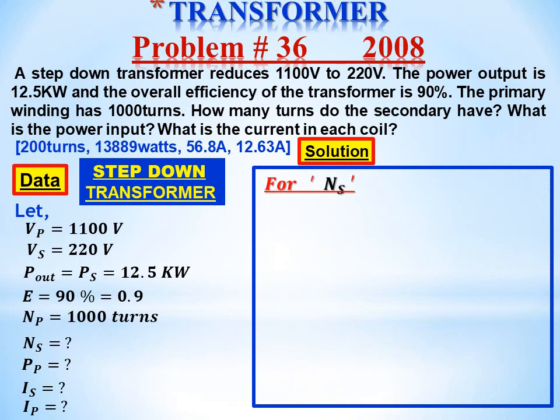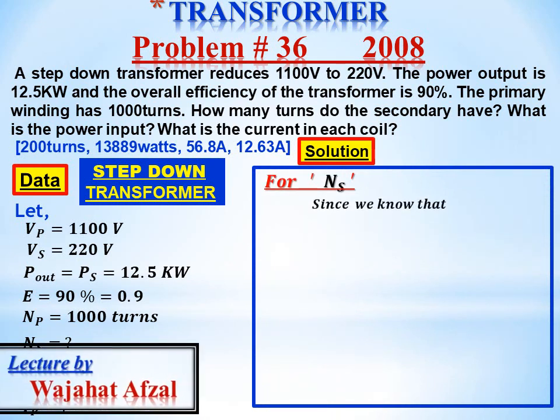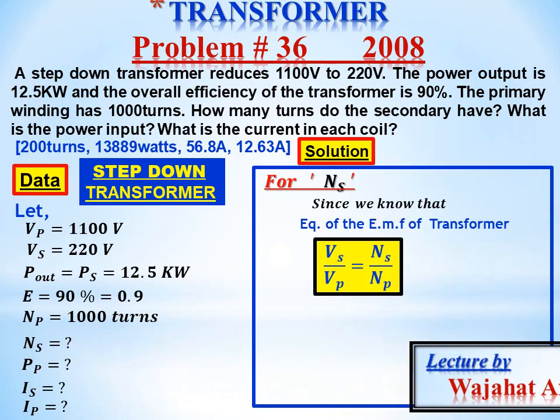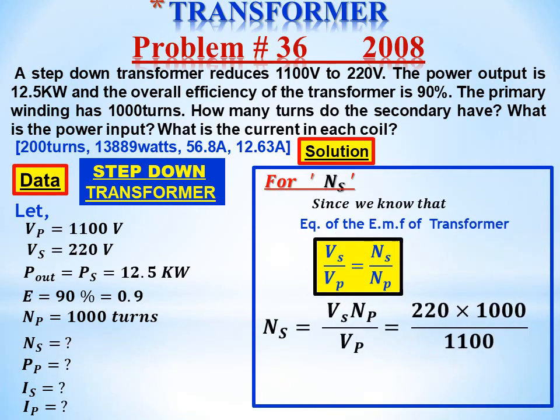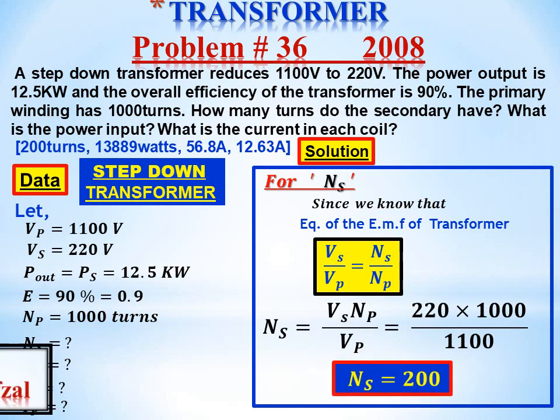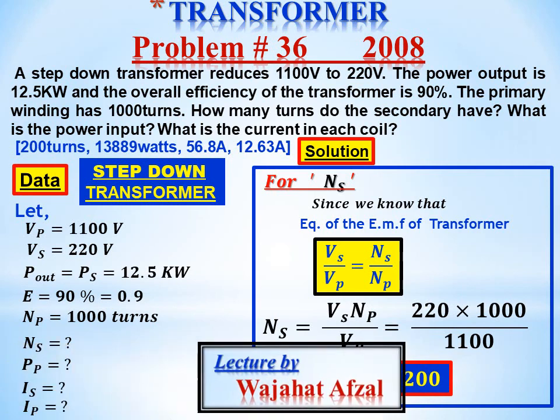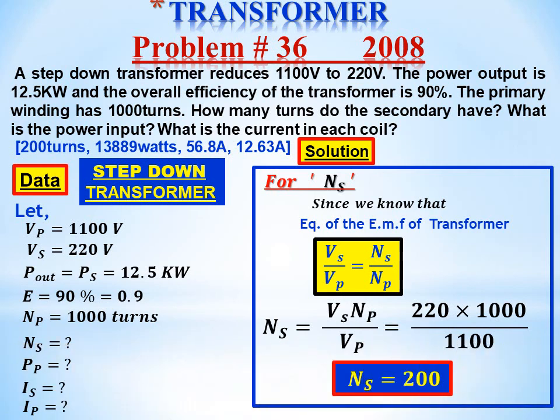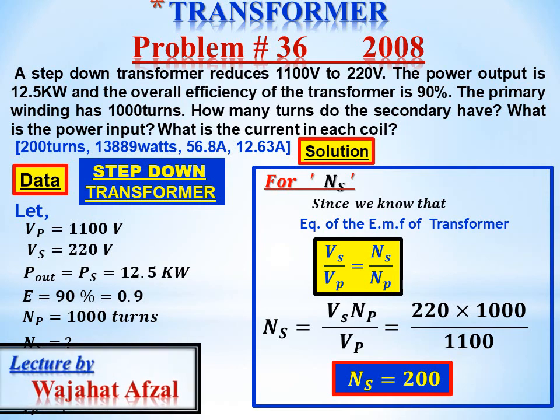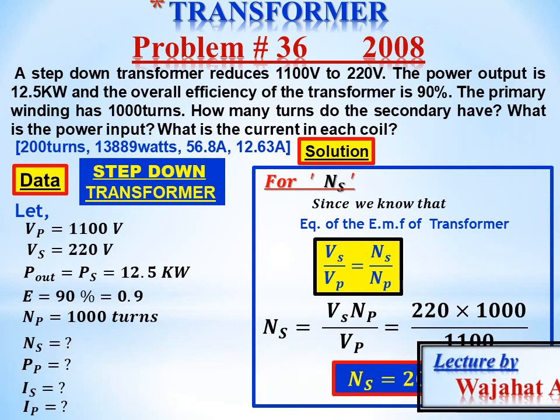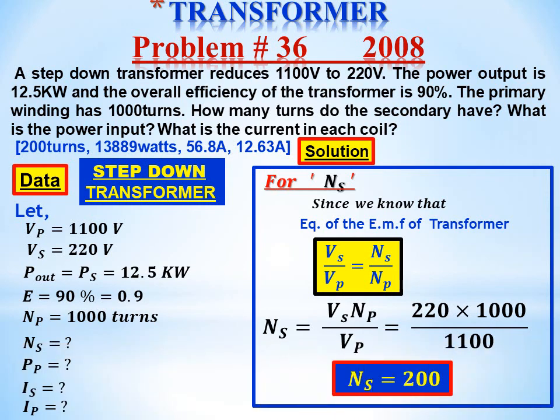So in the solution for Ns, using the equation of EMF of the transformer, Ns upon Np equals Vs upon Vp, so Ns is equal to Vs Np upon Vp. By placing their values, you will get your Ns as 200. So the number of turns in the secondary coil is 200. Now the next thing is the power for the primary coil.